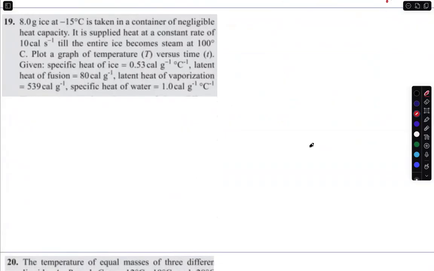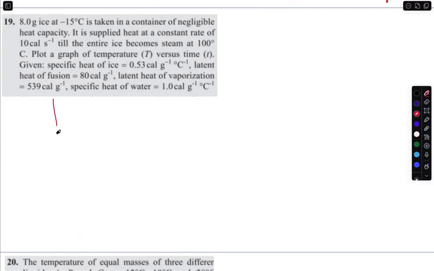In 19th question, you have 80 grams ice at minus 15 degrees centigrade taken in a container of negligible heat capacity. It is supplied heat at a constant rate of 10 calories per second till the entire ice becomes steam at 100 degrees centigrade. Plot a graph of temperature T versus time. Okay, fine. We know this.